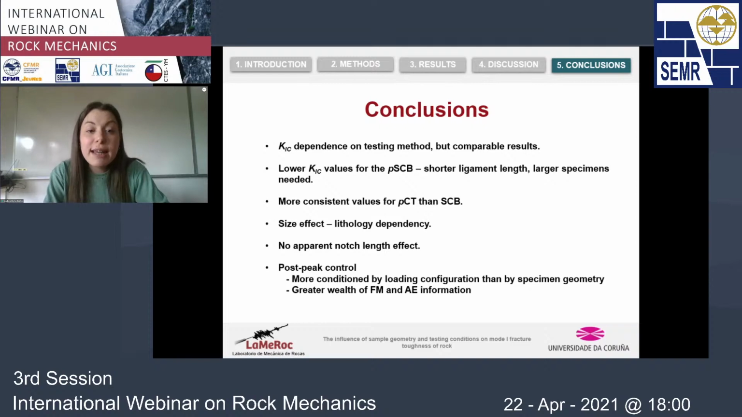We have also seen that the values of fracture toughness were more consistent for the PCT than for the SCV, and that there was a size effect, but that it was really dependent on the lithology that we were testing, that there was no apparent effect of the notch length, even though the graphs were suggesting it. And the post-peak control is more conditioned by the loading configuration than by the specimen geometry. And thanks to having this control on the propagation of the crack, we can have a greater wealth of fracture mechanics and acoustic emission information.